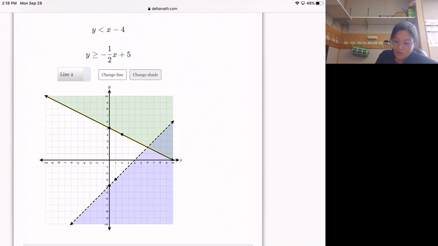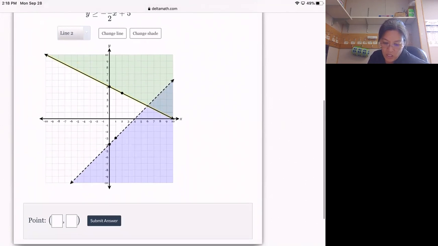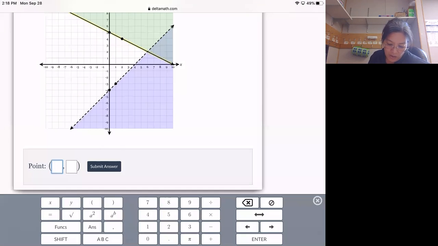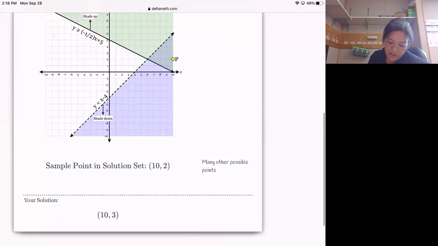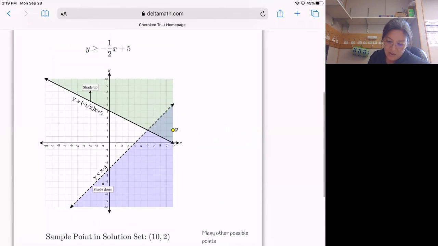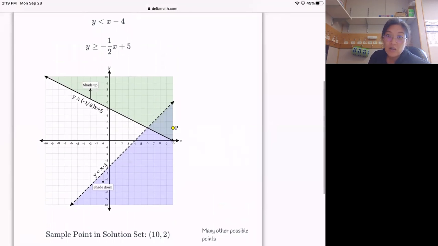So that little overlapping section, let's see if I can get this right this time. How about 10, 3? Over 10, up 3. 10, 3. Submit answer. Let's see if, hey, I figured it out. So we can see that our point 10, 2 works, our point 10, 3 would work.